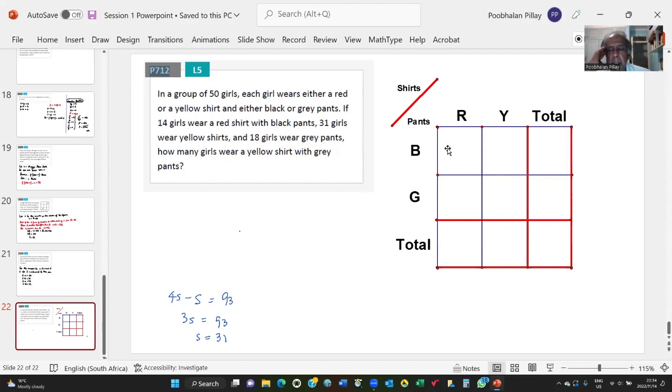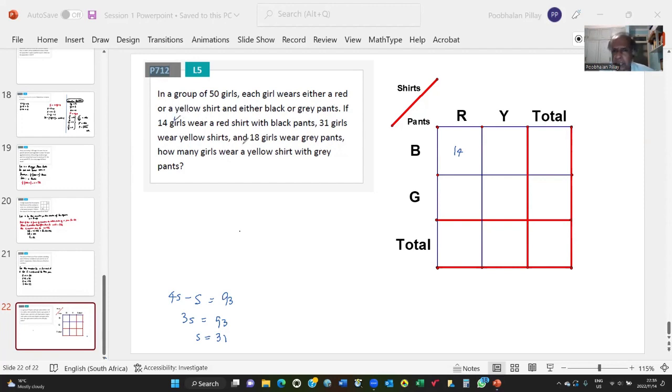Okay, so we can put out the number of people in each of these blocks here. And that is what you're going to do. You translate this information in a group of 50 girls. So in other words, you've got 50 girls altogether. So if you add up these four numbers, you're going to get 50. 14 girls wear a red shirt and black pants. So where's the red shirt and black pants? This is a red shirt and black pants here. So there are 14 in this block. So that takes care of the first one.